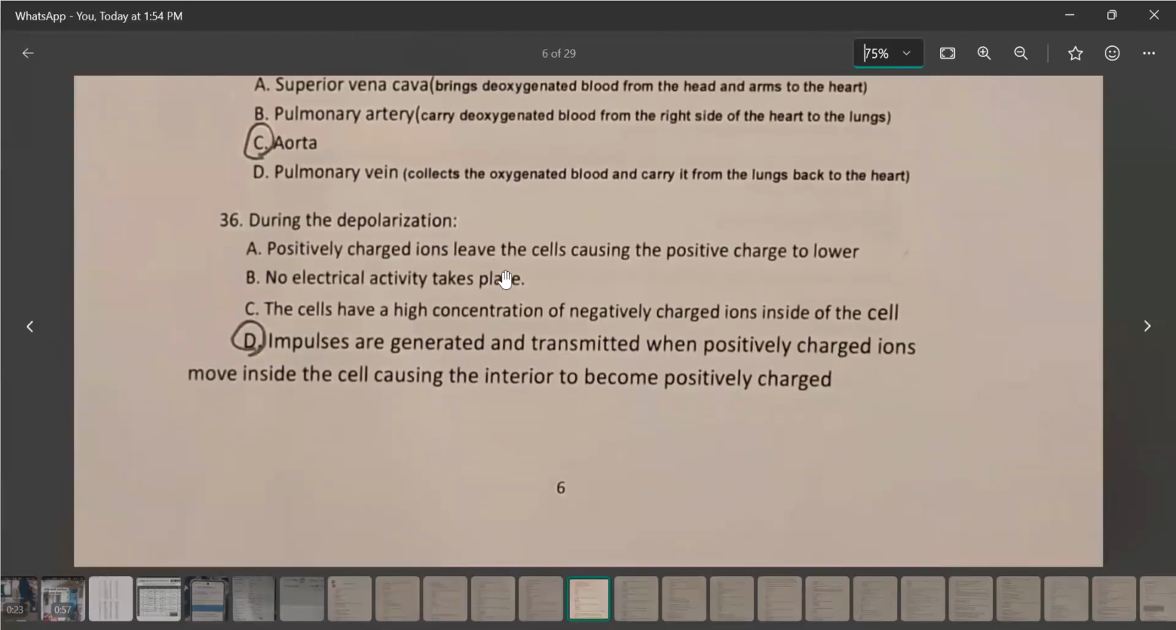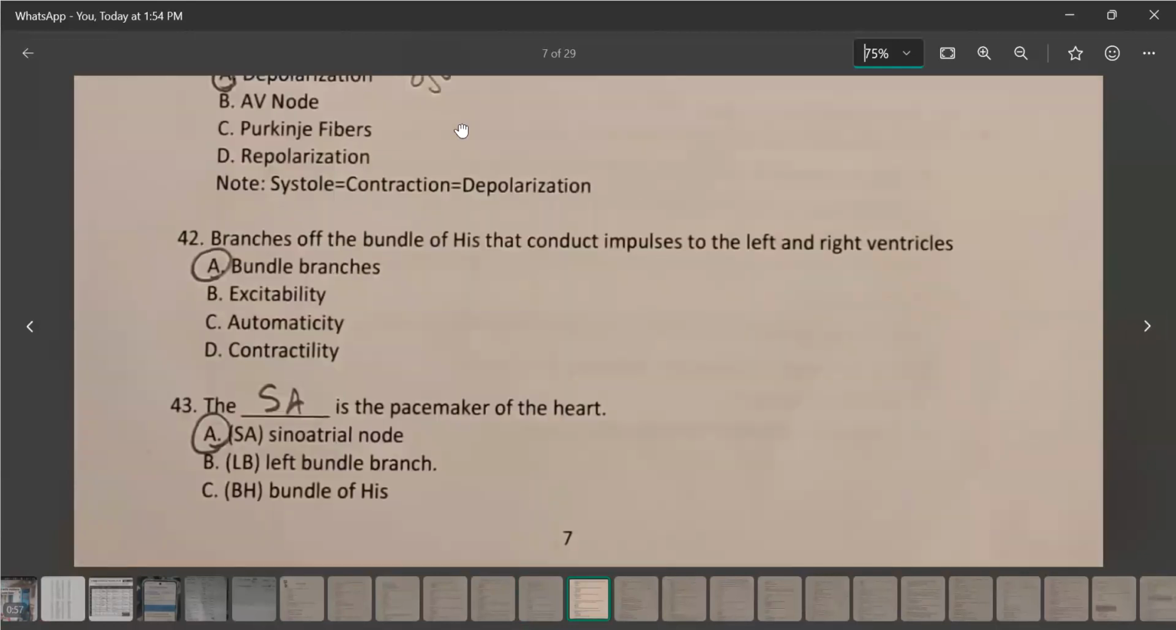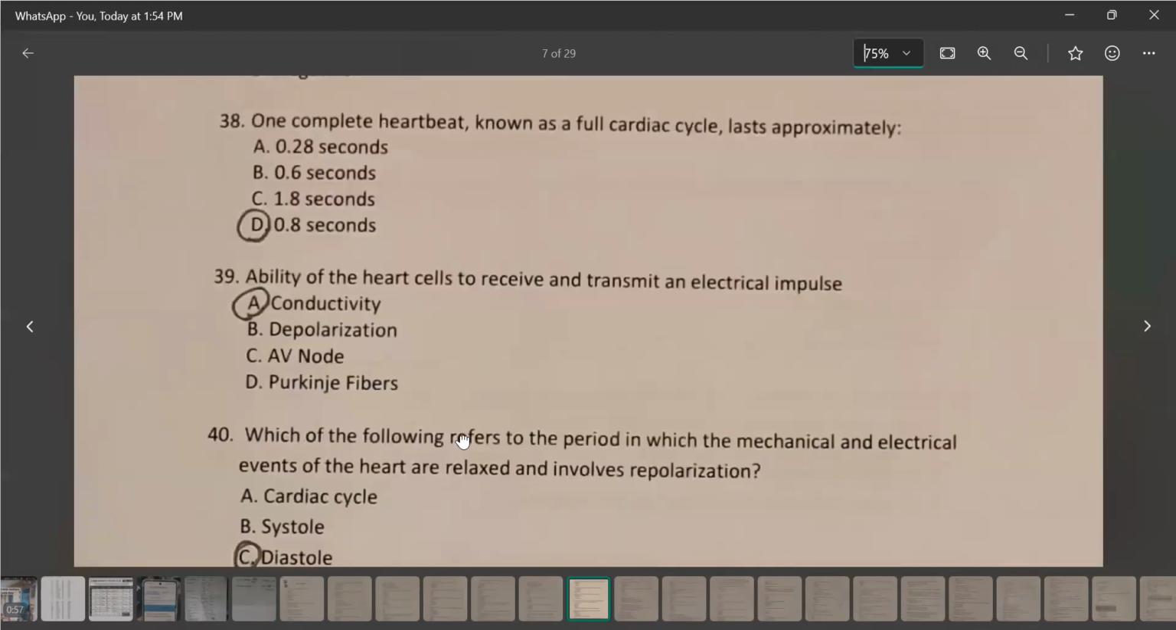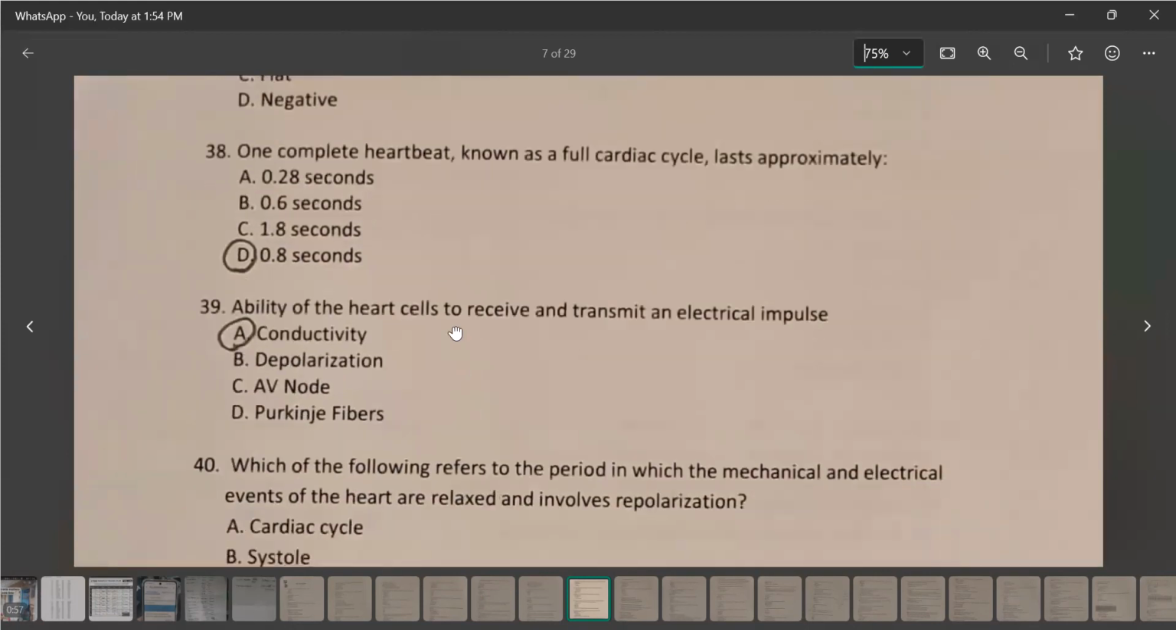36. During depolarization, impulses are generated and transmitted when positively charged ions move inside the cell, causing the interior to become positively charged. 37. As an impulse moves toward a positive electrode, it produces what type of deflection? Upward deflection. One complete heartbeat, known as a full cardiac cycle, lasts approximately 0.8 seconds.